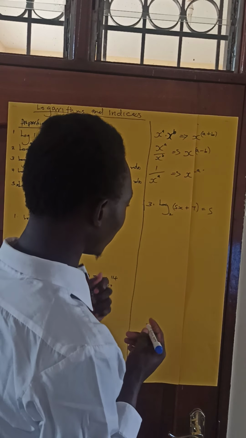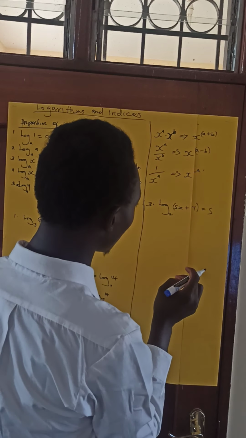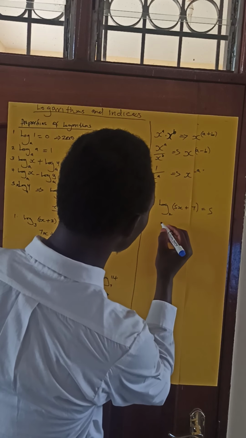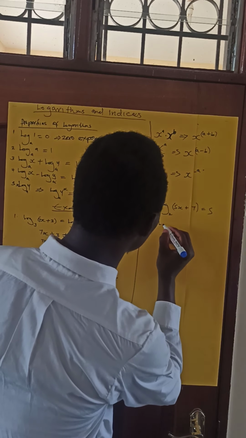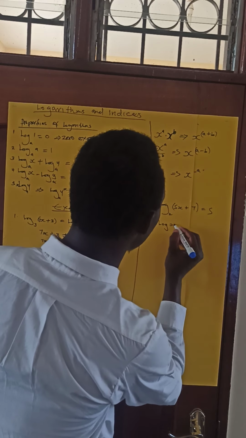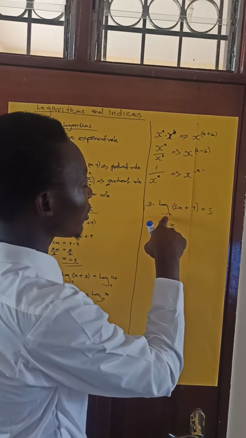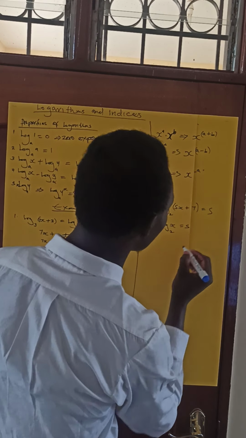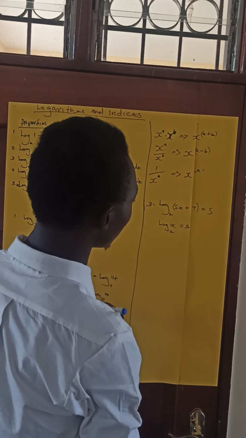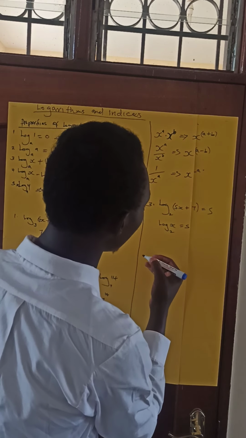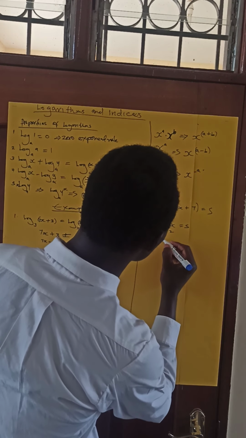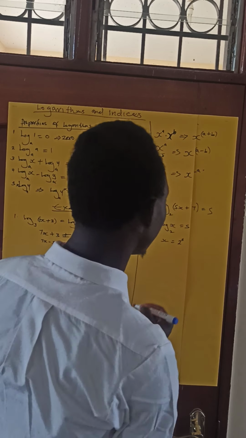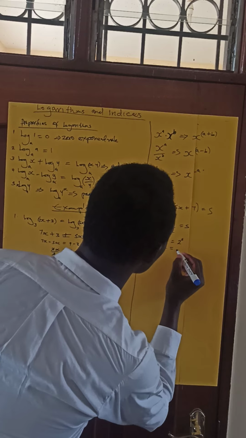And as you know, when we want to write 5 in log form, the first thing we need to do is say log x to base 2, because we are using base 2 since we have been given base 2 here. Log x to base 2 is equal to 5. So when we write this one in indices form, it will be x is equal to 2 power 5, which is x is equal to 32.